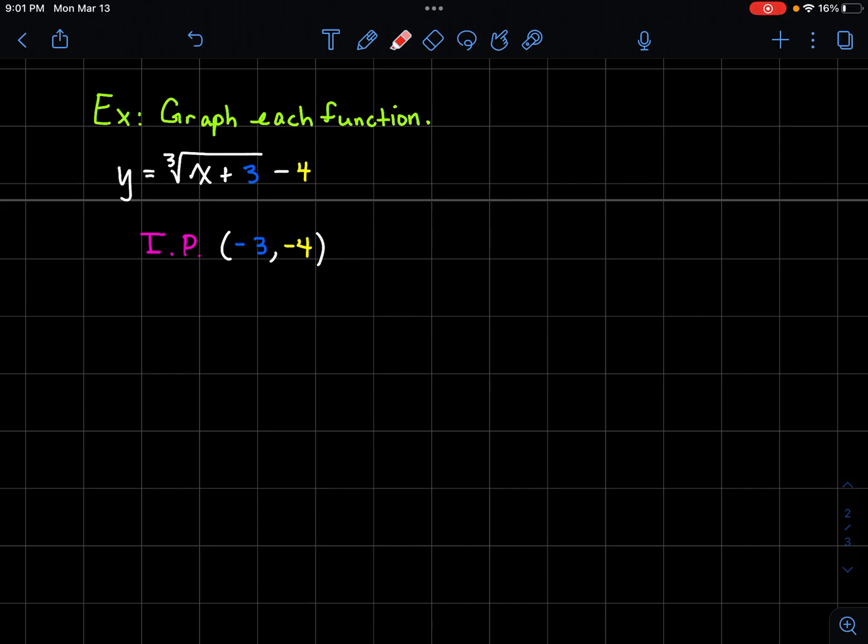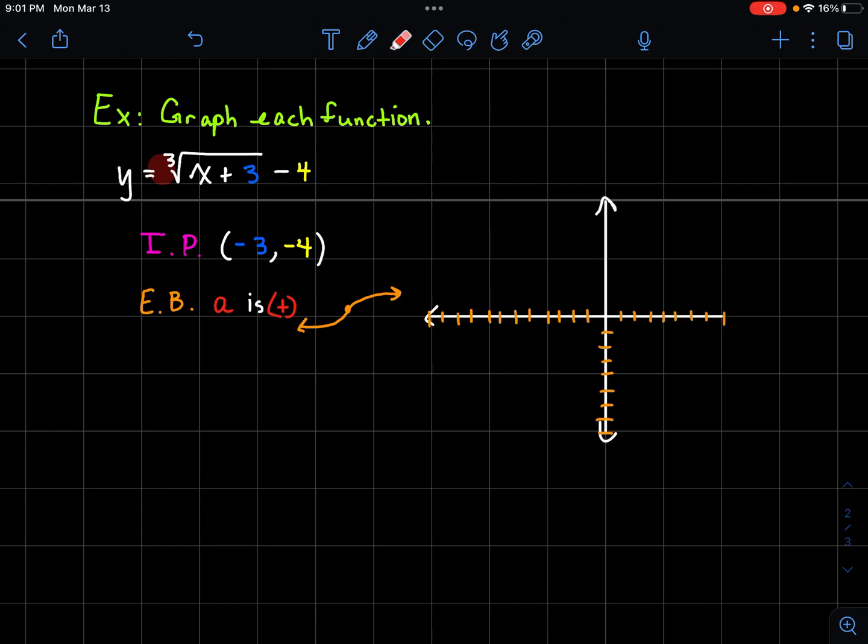That means it'll be negative 3 in the inflection point, and then negative 4 on the outside will be the y value of this. Next, what is the end behavior? Well, we need to see what's the sign in front of the cube root. There's no negative there, which means it's positive. So that forces the end behavior to go down on the left side, up on the right side. That's pretty much all we need to know to graph this.